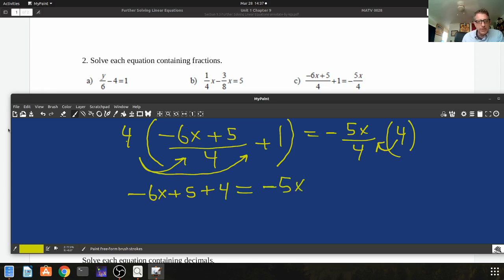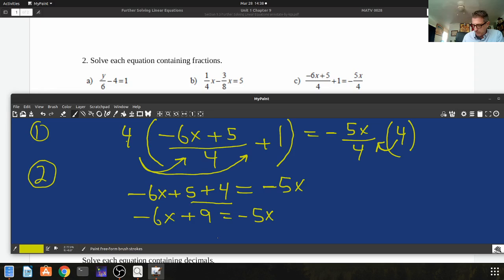And notice from equation 1 to equation 2, I have cleared denominators. And again, these two equations are equivalent. Whatever value of x makes equation 1 true also makes equation 2 true. So here, let's go ahead and simplify first. We've collected like terms just by the way it came out. So this becomes minus 6x plus 9 is equal to minus 5x.